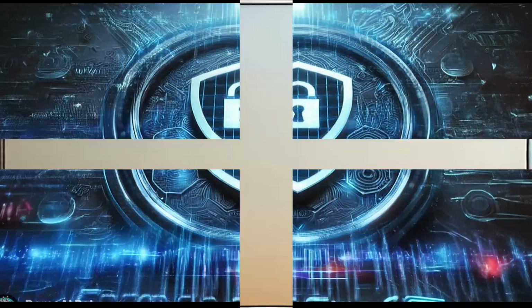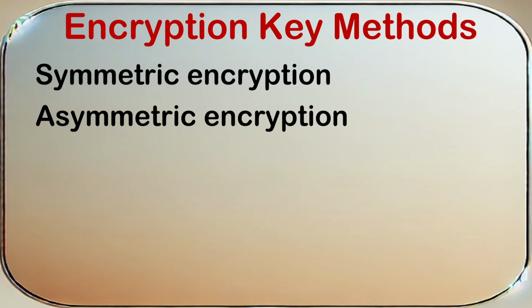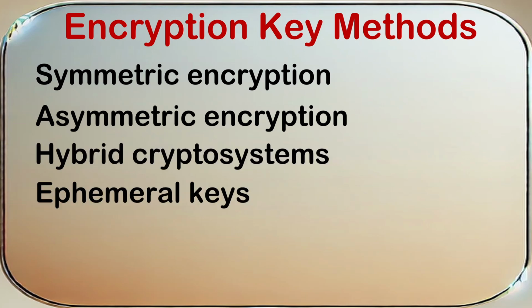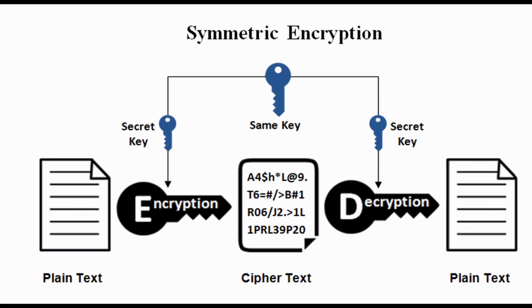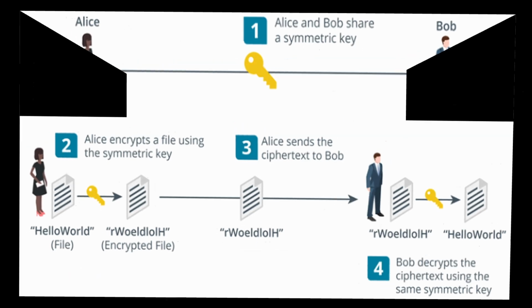In this lesson, we're going to look at some encryption methods, including symmetric encryption, asymmetric encryption, hybrid crypto systems, and ephemeral keys. Symmetric encryption uses the same key to encrypt and decrypt data. This is the simplest and oldest form of encryption. Let's look at how this works.